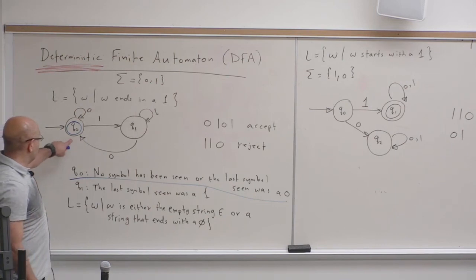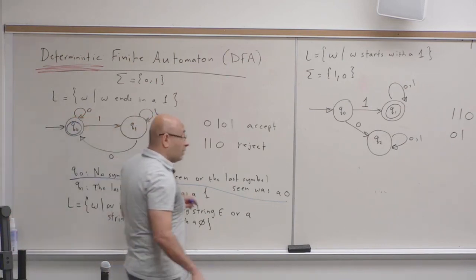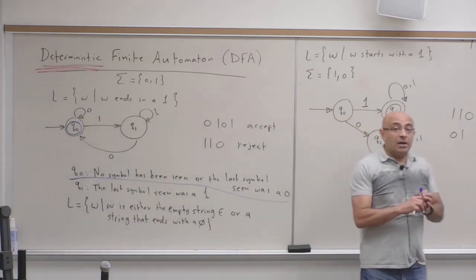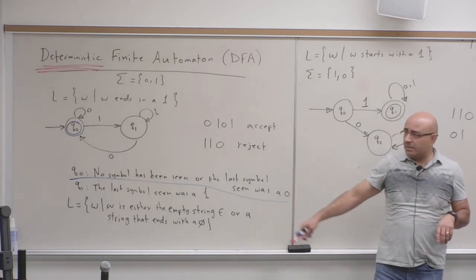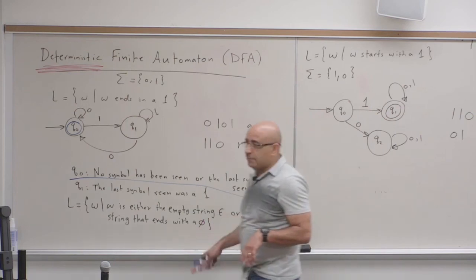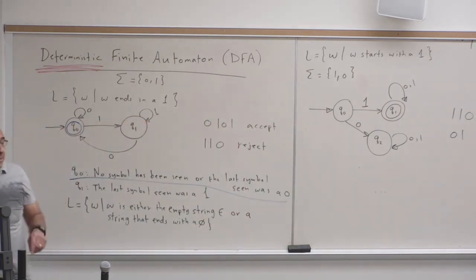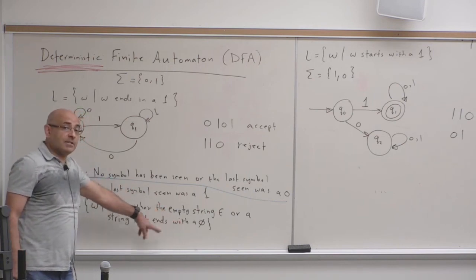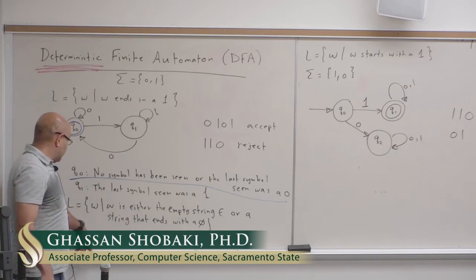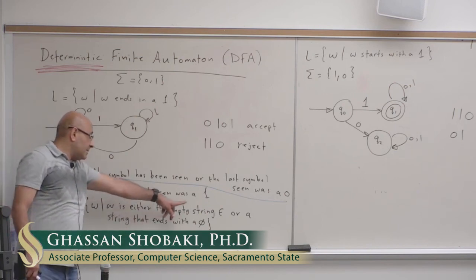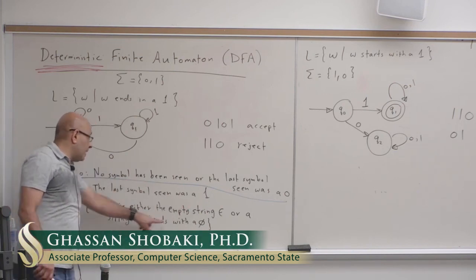Okay, so now we recognize the null string or any string that ends with a zero. Can everyone see this? So I got rid of this thing. It looks like this line is not visible. Can people in the back see this line? Okay, so it says W is either the empty string, epsilon, or a string that ends with a zero.